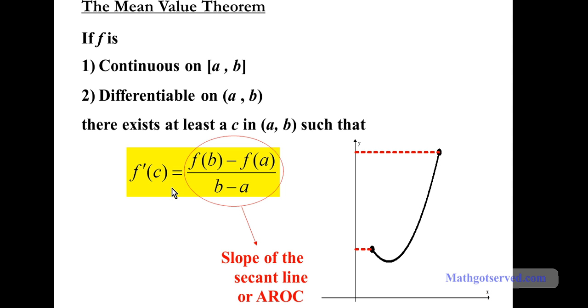The left side also has a significance of a graphical nature. f prime of c can be viewed as the slope of the tangent line, or the instantaneous rate of change at c. Notice this is the instantaneous rate of change, a derivative, and the other is the average rate of change, the slope of a secant line. Let me give you a visual illustrating the connection between these two.